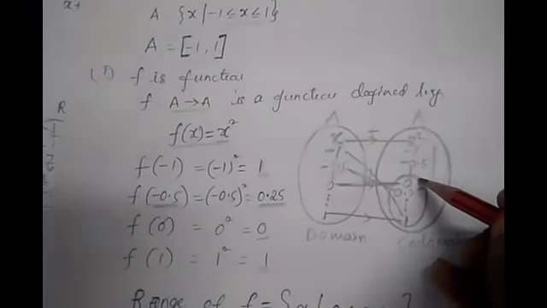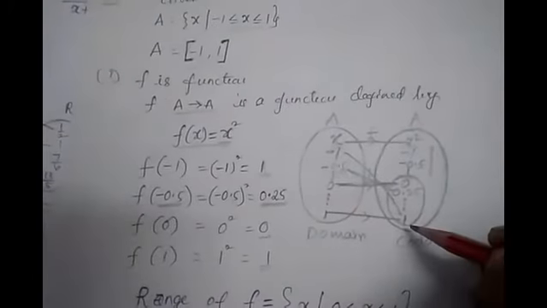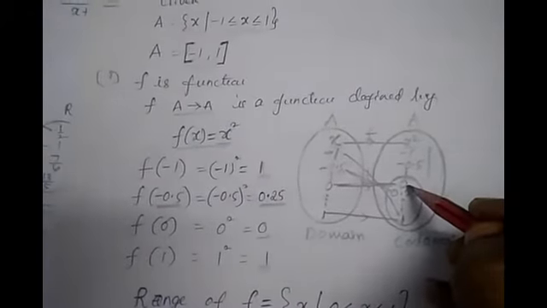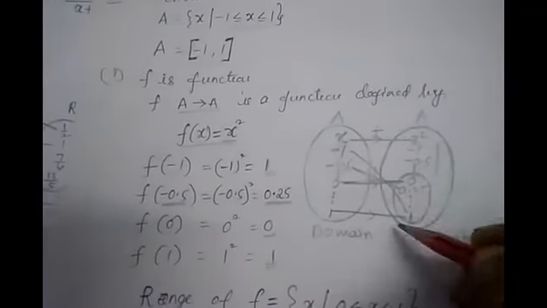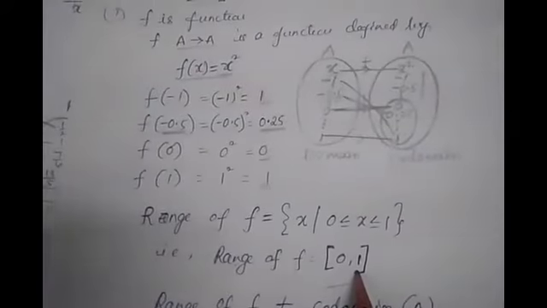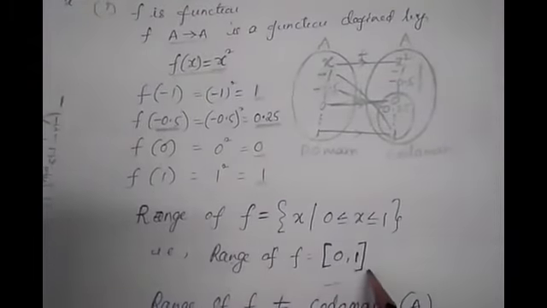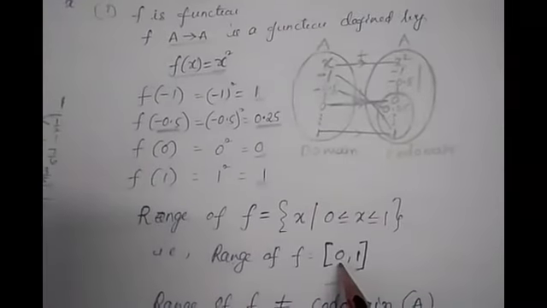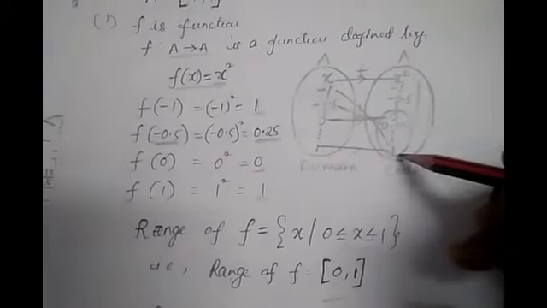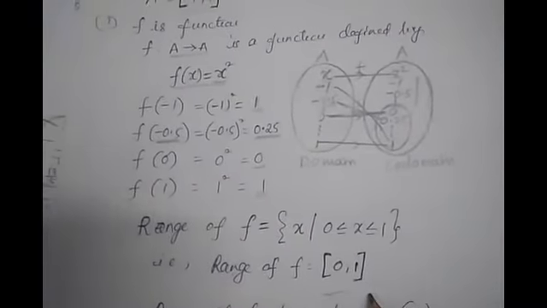What is the range here? The range starts from 0 and ends with 1. So what is the range of f? The closed interval 0 comma 1. Closed means it includes the extreme values also. The range of f includes 0 and 1. Here observe, we have 0 and 1. So we take the closed interval 0 comma 1.